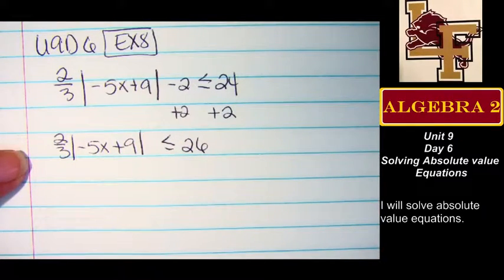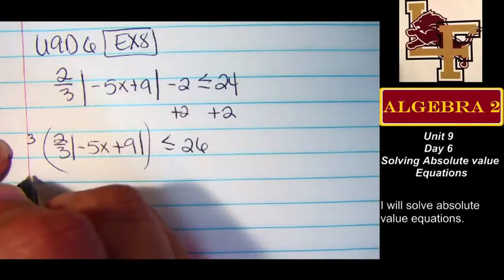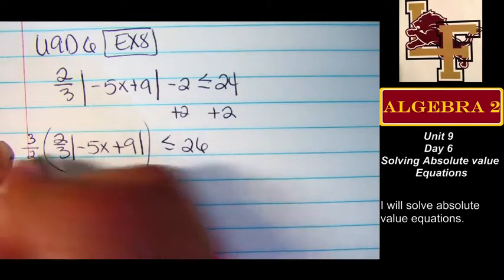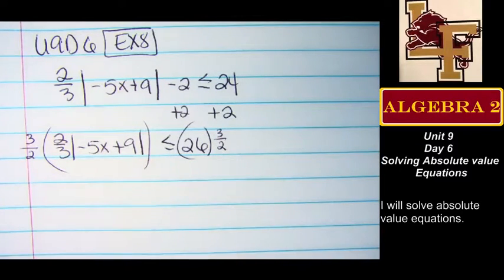I'm going to multiply by 3, and then I'm going to divide by 2. Okay? Multiply by 3, then divide by 2. A lot of you have said you can get rid of fractions by multiplying by the reciprocal. That's basically what we're doing.